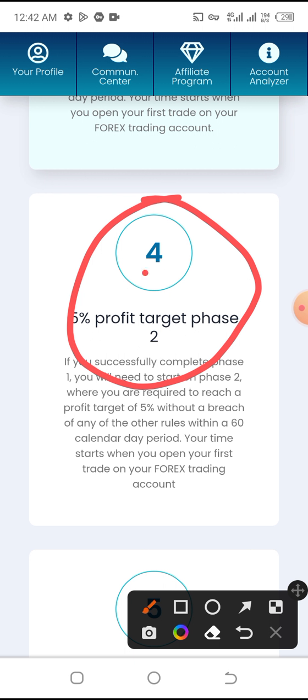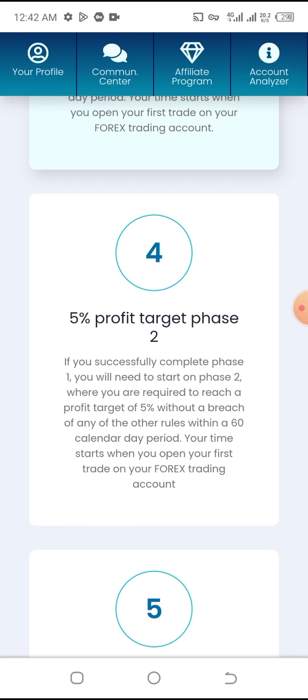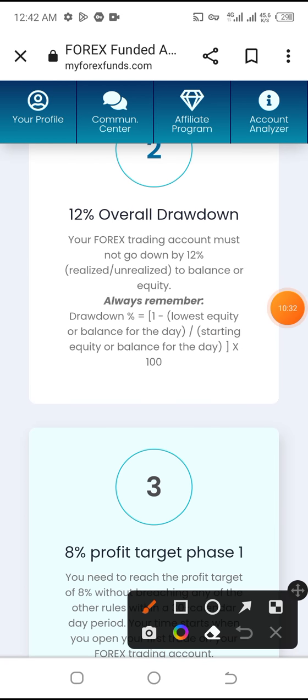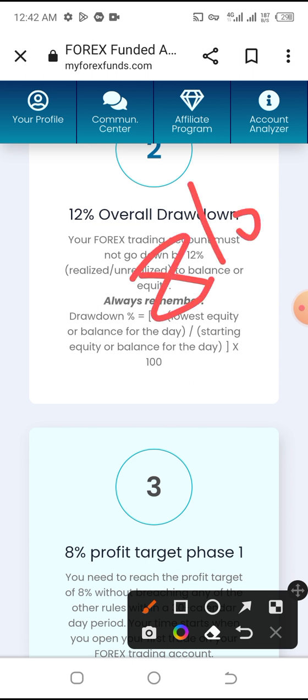Now, someone said, Miles, in phase 1, I've been trading, but it has not been so well. I'm supposed to make 8% in phase 1, but Miles, I've got 6%, and my trading days are over.